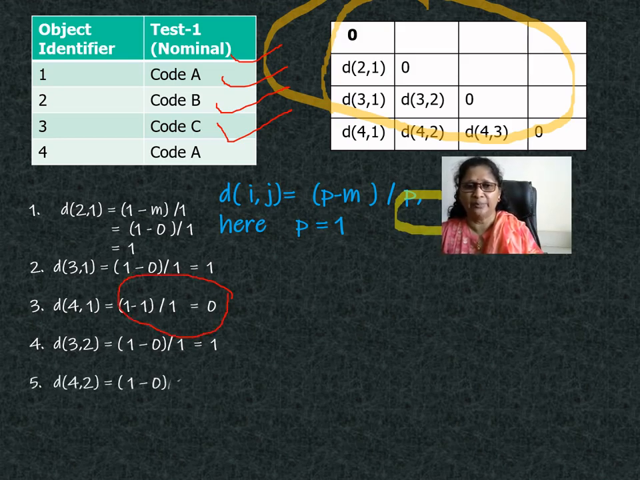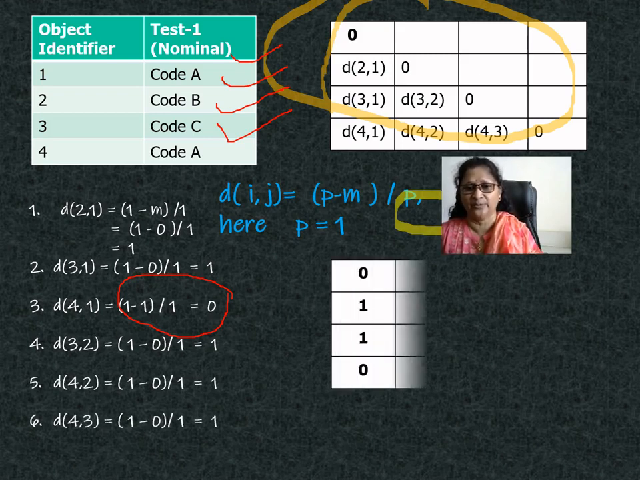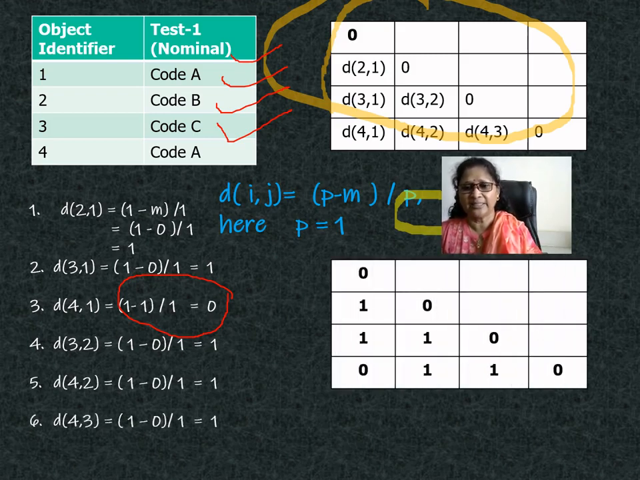Similarly, we compute the distance between every two objects with our formula, and the resultant matrix is like this. All diagonal values, where it is the distance between an object and itself, result in 0, and the remaining values are filled with 1, and only the distance between 4 and 1 results in 0.